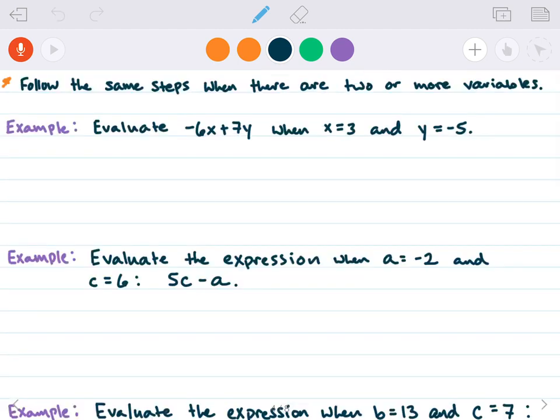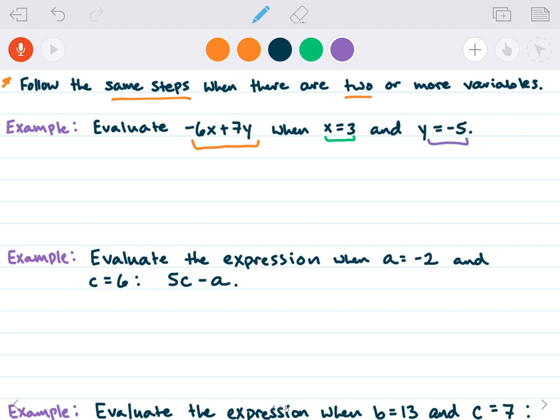All right, so as I mentioned on the first slide, we can follow the same steps when we have 2 or more variables to substitute in for. So let's try an example where we have 2 variables that we need to substitute numbers in for. Evaluate this expression, -6x plus 7y, when x equals 3 and y equals -5.